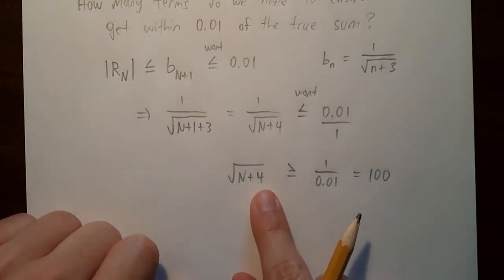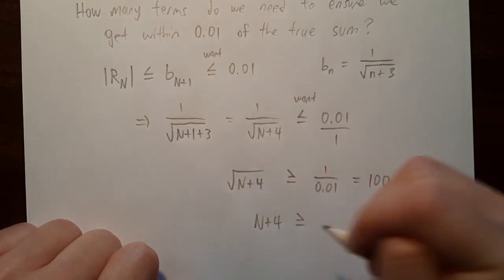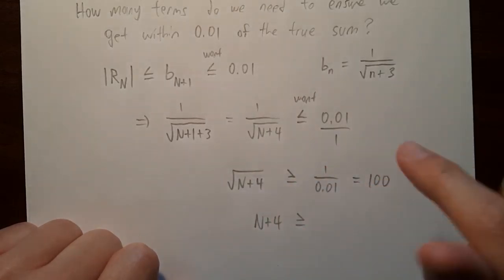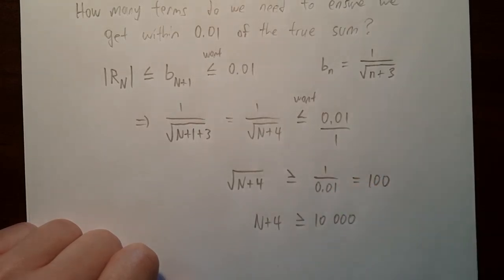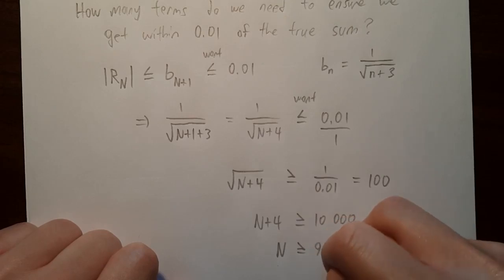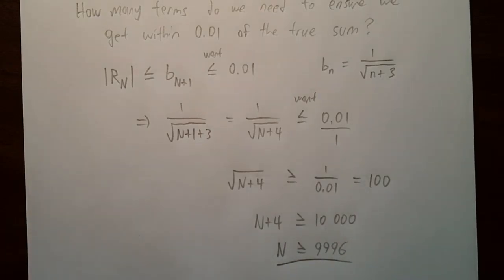All right, so now let's keep on going. I'm going to square both sides, get rid of the square root. So I'm going to have n plus 4 needs to be greater than or equal to 100 squared, which I think is 10,000. And then last step, I need to solve for n, so subtract 4 from both sides, and that's going to give me n greater than or equal to 9,996.